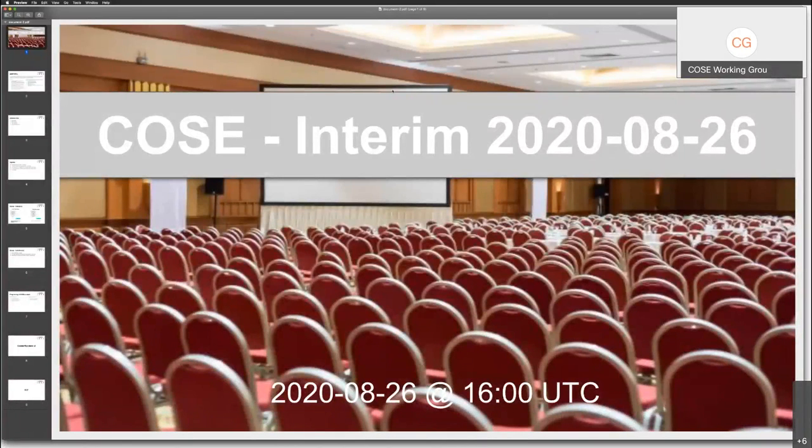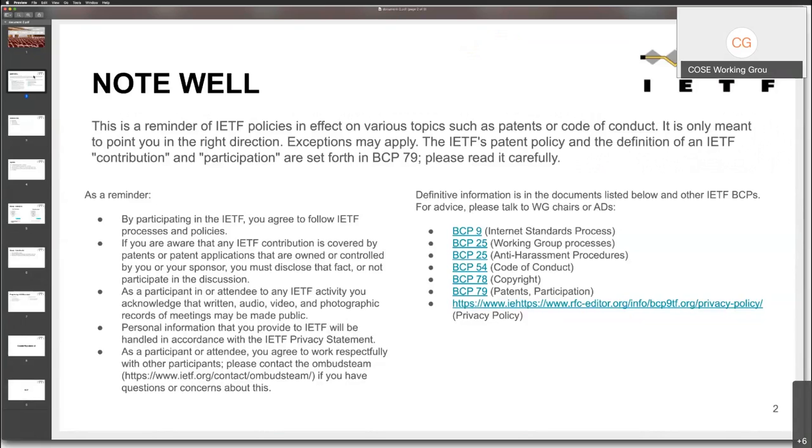Well, welcome everybody to the first of our series of interims after IETF 108. Just to clarify, this is the COSE working group, not DRIP, not ACE, not CORE. This is still an interim, so we do have a Note Well, as we would for other IETF meetings. So please take that into account.